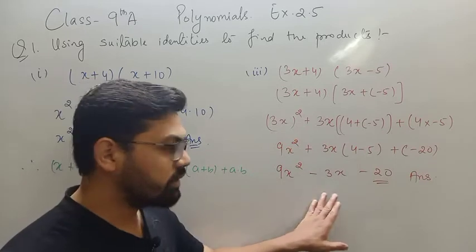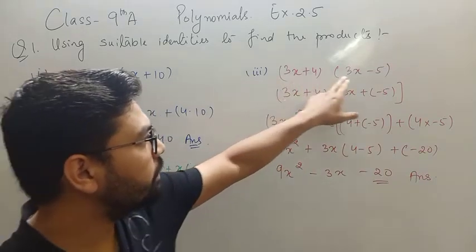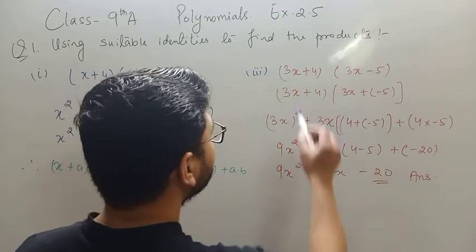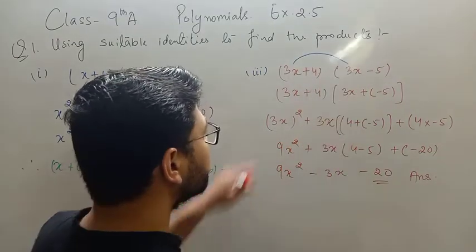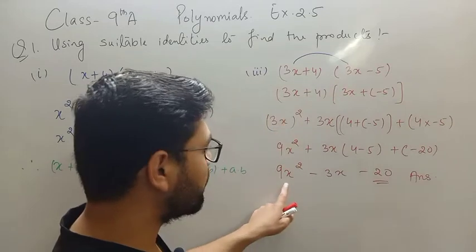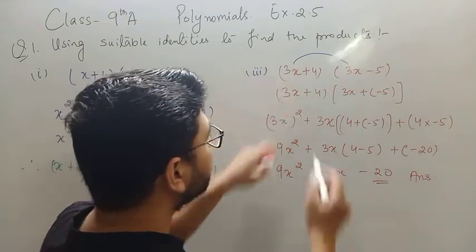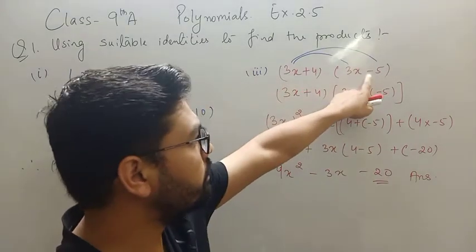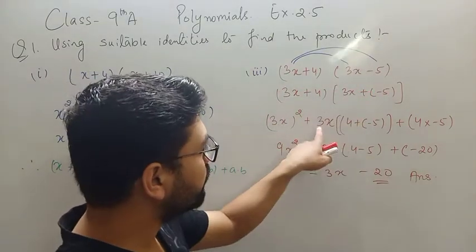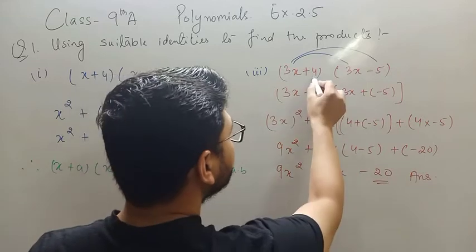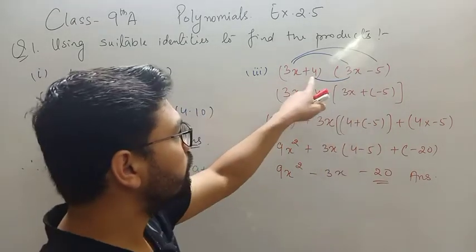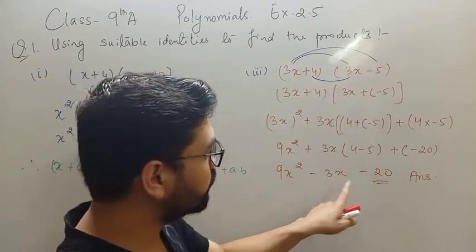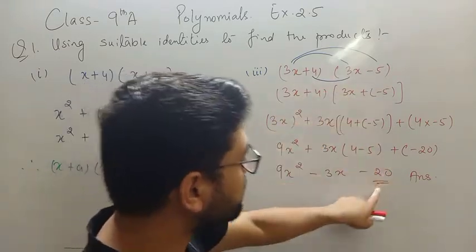You can even check this answer by multiplying these two binomials. First you multiply 3x with 3x, how much you will get, 3 3s are 9, so 9x square. Then you multiply 3x with minus 5, 3 5s are 15, so minus 15x. 4 3s are 12, so plus 12x, and minus 15x plus 12x gives minus 3x, and 4 times minus 5 is minus 20.